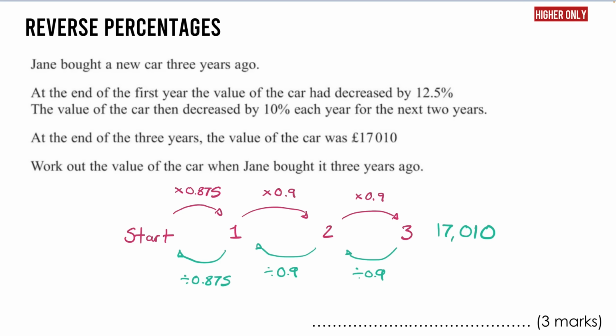When we divide by 0.9, it becomes, and I'm going to write down each one as we go, 18,900, then divide by 0.9 again, and we get to 21,000, and then divide by 0.875, and we get to £24,000. And there we go, that is a reverse percentage, where we were looking at something which had been depreciated and has now reversed back in time, back to that original value.